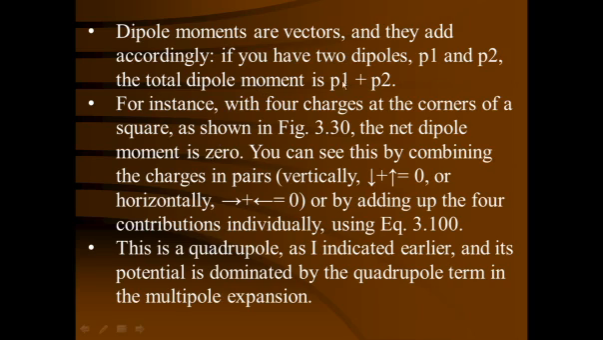Dipole moments are vectors and they add accordingly. If you have two dipoles, p1 and p2, the total dipole moment is p1 plus p2. For instance, with four charges at the corners of a square, as shown in figure 3.30, the net dipole moment is going to be 0. You can see this by combining the charges in pairs. Vertically, this arrow plus this arrow, the dipole moment is going to be 0, or horizontally, this arrow plus this arrow is equal to 0, or by adding up the four contributions individually using equation 3.99.